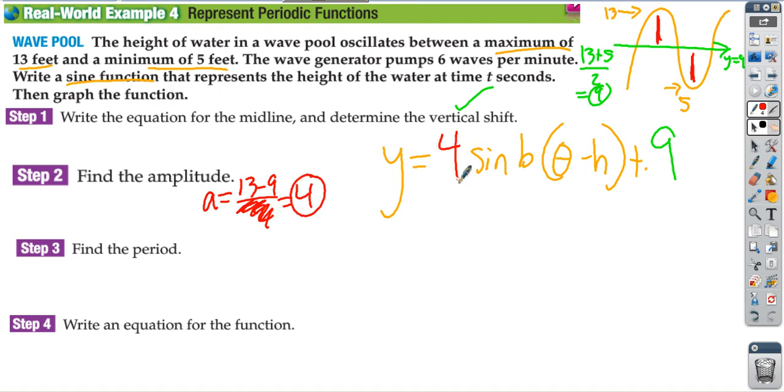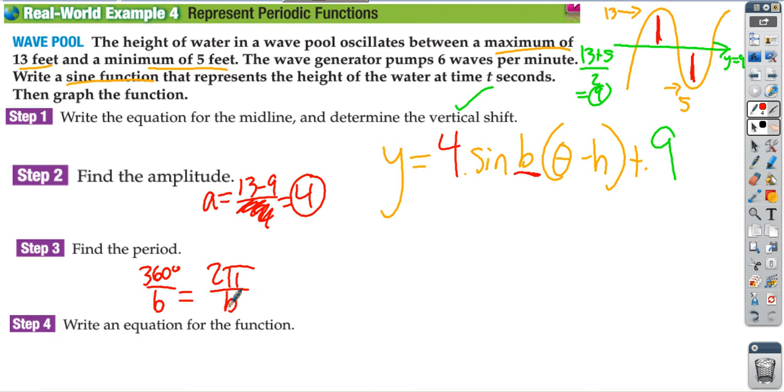So that means this number here would be 4. The period is always 360 divided by this number, so 360 divided by b. But since we're dealing with a word problem with actual real life, like feet and inches, instead of using 360 we'll use radians, so we'll use 2 pi. How would you do this in this case?